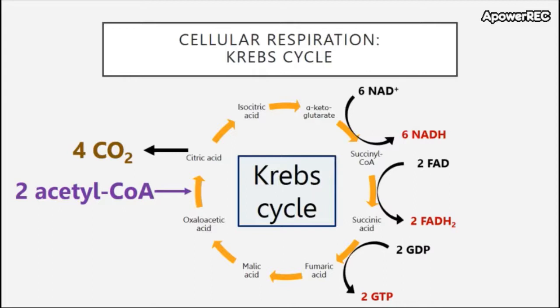So if we were to follow the carbon, how much carbon went in as acetyl-CoA? Hopefully you said 4 carbon molecules. Two carbon molecules that are fully degraded eventually will become 4 CO2s. There's 4 carbons going in and 4 carbons coming out. But can you remember the purpose of NADH and FADH2?